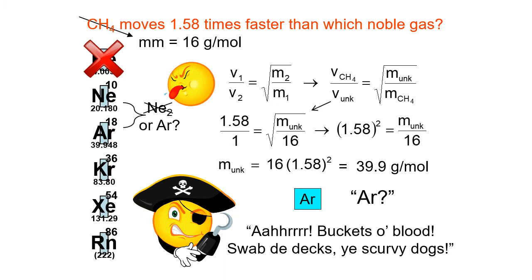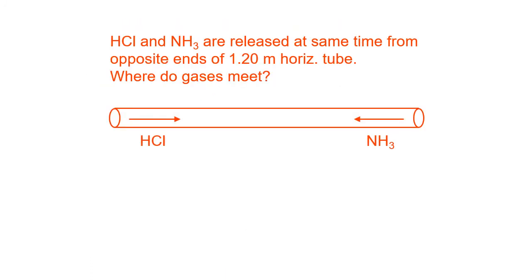All right. Last one. Another way we can think about Graham's law. We have hydrochloric acid in gas form and ammonia. They're both released in this tube at the same time from opposite ends. The length of the tube doesn't really matter, but we're telling you it's 1.2 meters. We want to know where these gases meet: A, B, or C. So what do we have to think about?